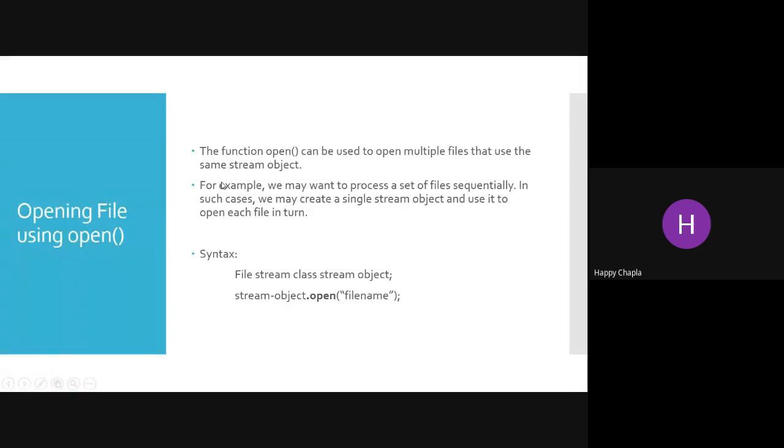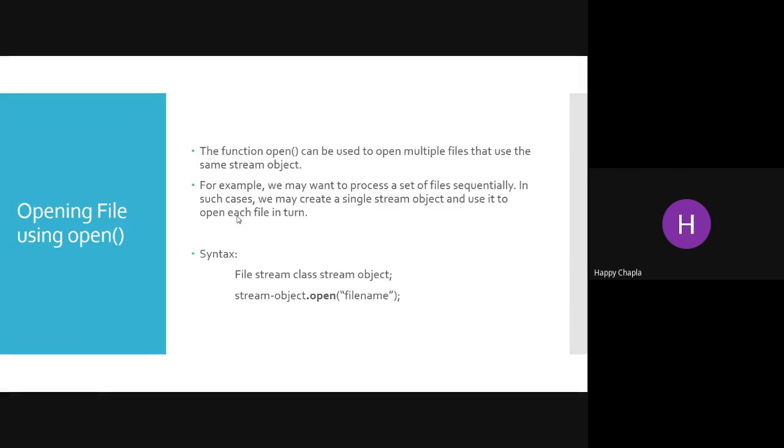The function open can be used to open multiple files that use the same stream object. For example, we may want to process a set of files sequentially. Like first I want to process file number 1, second file number 2, third time this one file, right, sequentially. So in such cases we may create a single stream object and use it to open each file in turn.